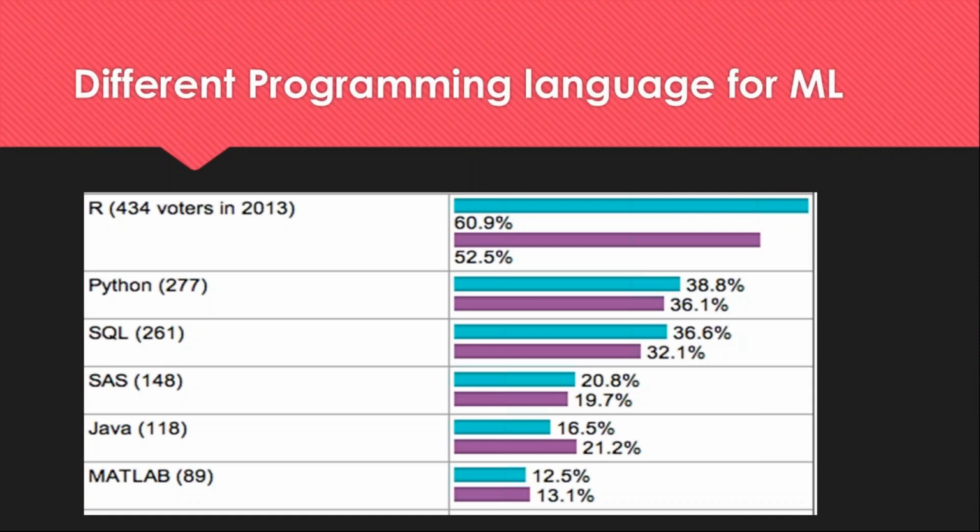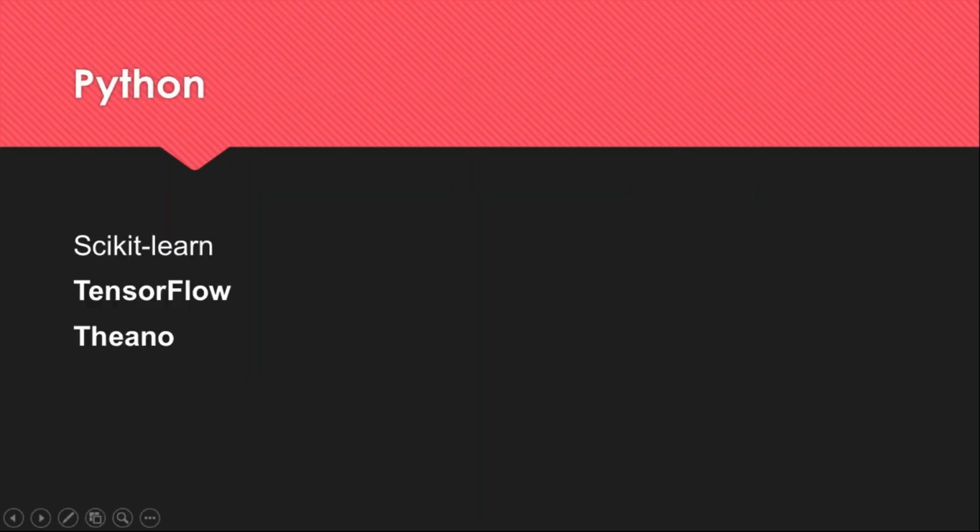Now there are different programming languages used for machine learning, like R, Python, SQL, SAS, Java, MATLAB. But one of the most famous is R, and it is preferred by most people, about 60.5 percent of them. Python and MATLAB are also famous languages for solving machine learning problems.